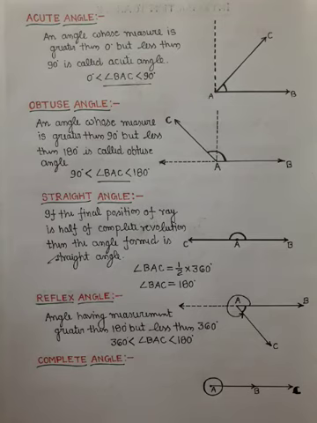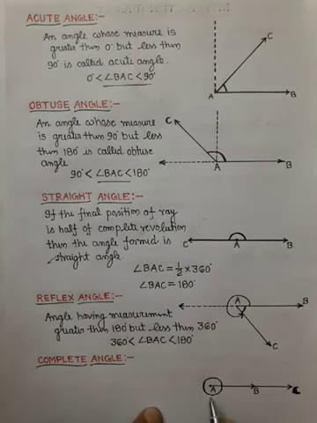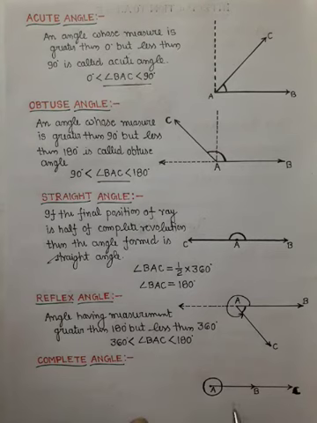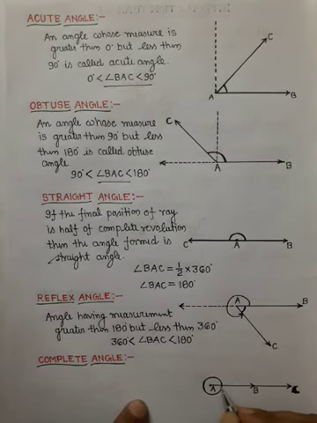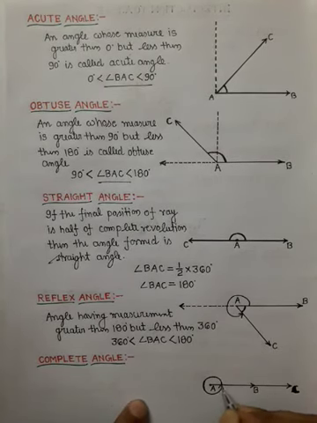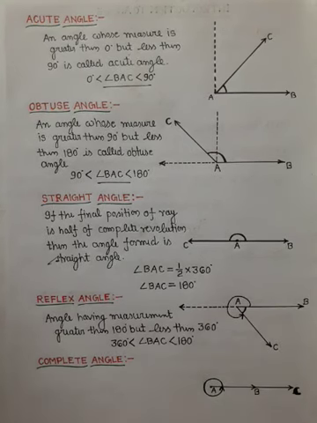They overlap after one complete revolution. So what is the basic difference between the zero angle and complete angle? In the zero angle, the initial position and final position overlap without any rotation, but here the initial position AB and final position AC overlap after one complete revolution. So the amount of angle will be 360 degree.